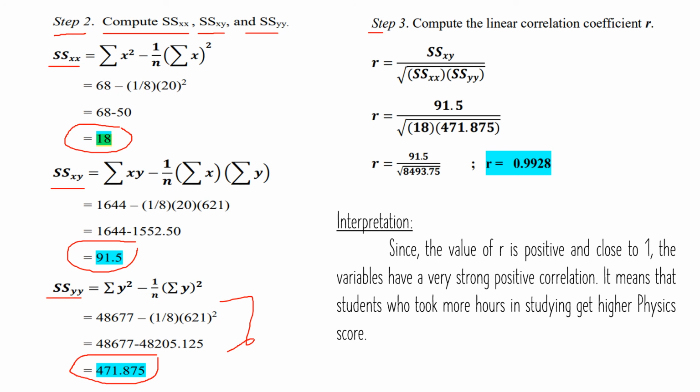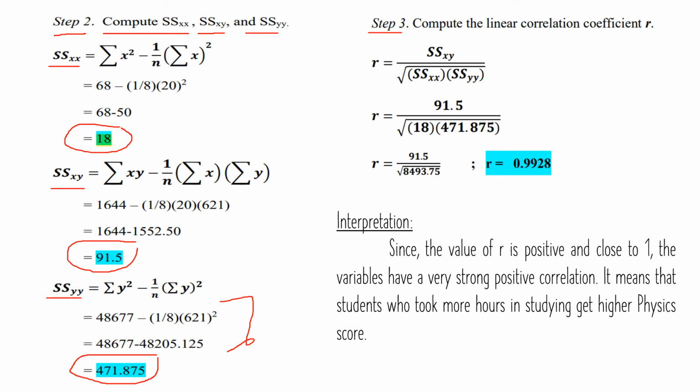Now, for step number 3, we simply substitute the values of SS sub XX, SS sub XY, and SS sub YY into the given formula for the correlation coefficient, that will be your R. As we substitute the three values and simplify these fractions, we arrive at 0.9928.